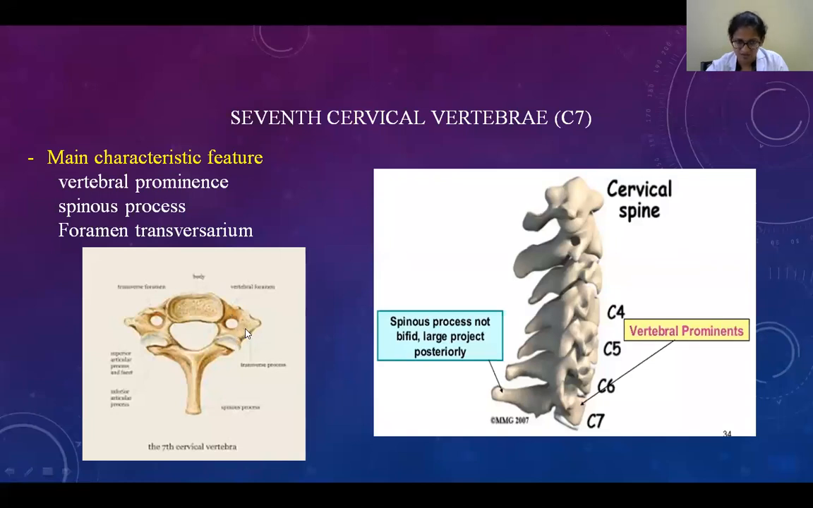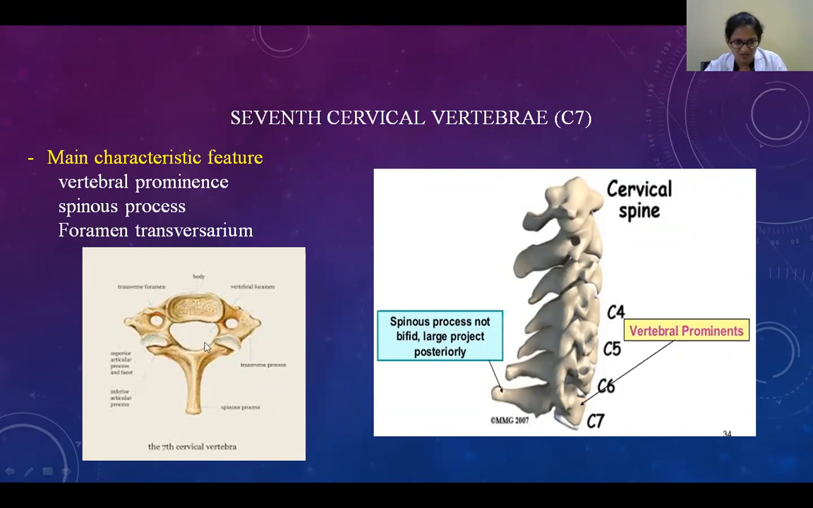Next, this is the posterior root. This is the posterior tubercle. And next, this is the foramen transversarium. Sometimes the foramen transversarium will be 2 in number, and it is absent on one side or on both sides.